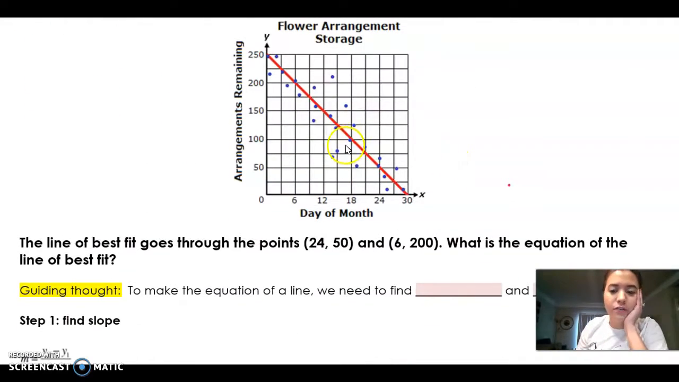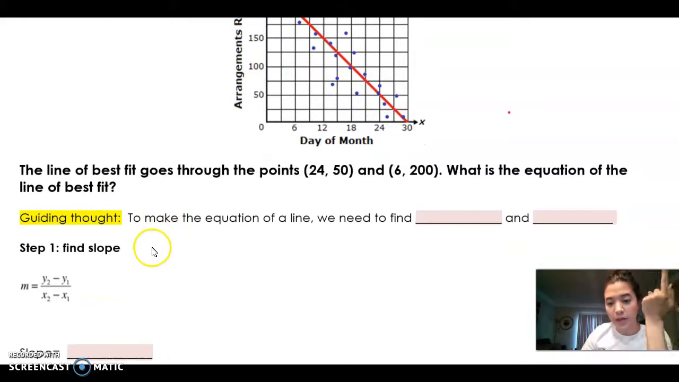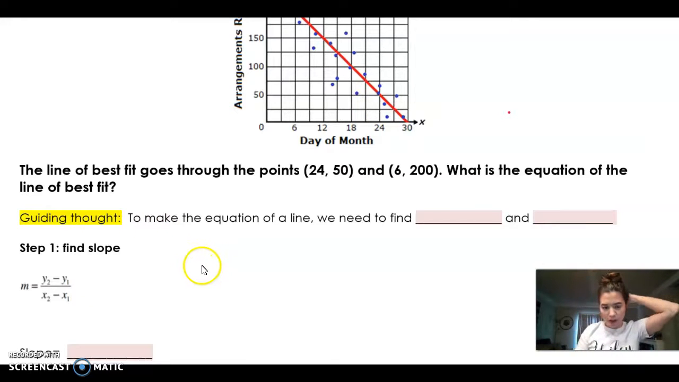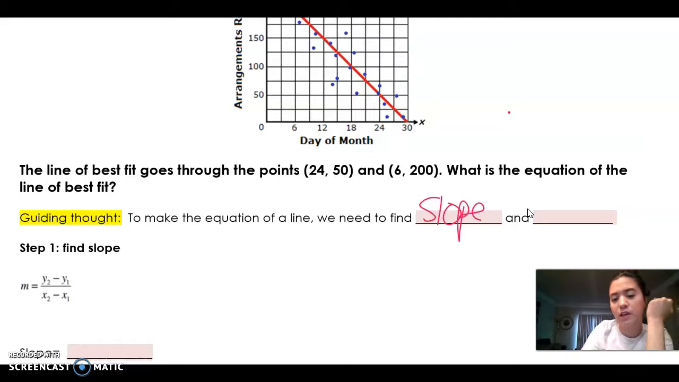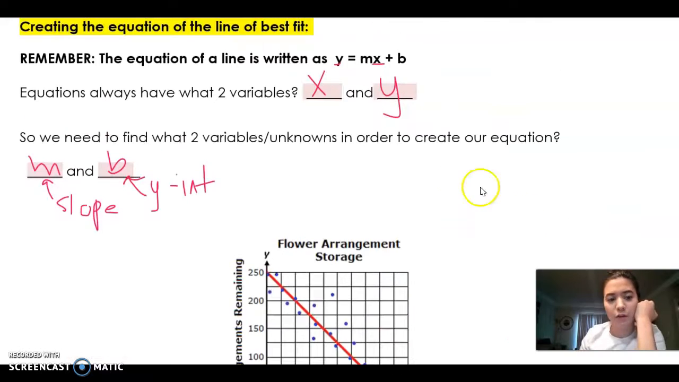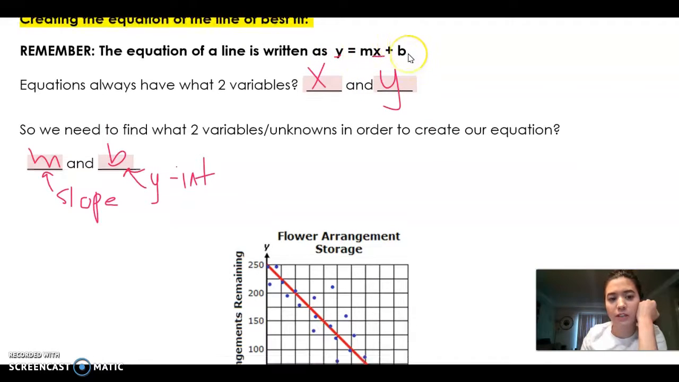All right, so let's give this a whirl. We have our lovely scatter plot here with our line of best fit, and I want us to create the equation of this line. It goes through the points (24, 50) and (6, 200). What is the equation of the line of best fit? A guiding thought I want to keep coming back to today: to make the equation of the line, what were the 2 things that we needed to find? Our slope and our y-intercept. So again, we're finding m and b, slope and y-intercept.